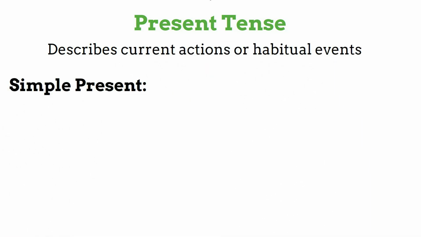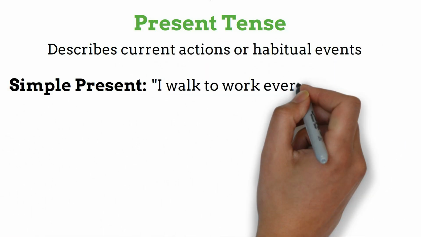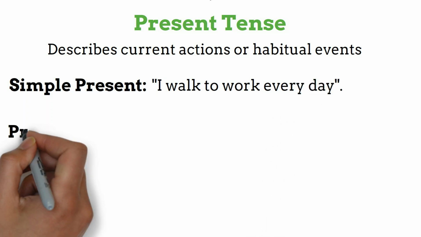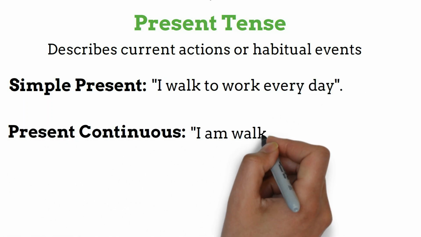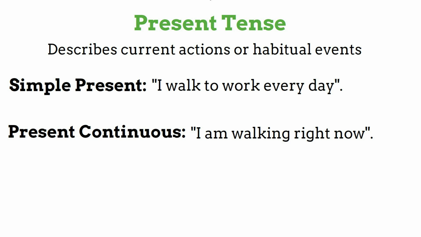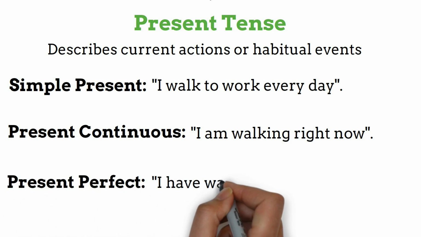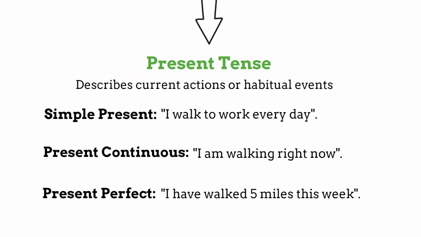Simple present. I walk to work every day. Present continuous. I am walking right now. Present perfect. I have walked 5 miles this week.